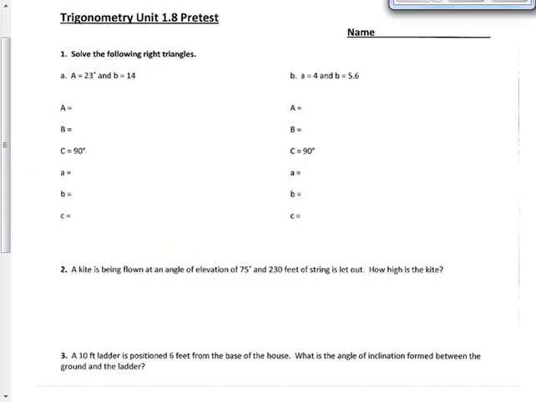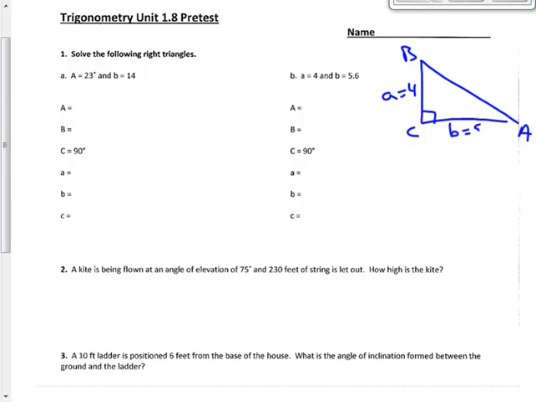Part B, we're doing the same thing. The idea is that I want to draw a triangle in here. I've got angle A, angle B, and angle C. Angle C is 90 degrees. They gave that to me. Opposite angle A is side A, which is 4. Opposite angle B is side B, which is 5.6. And opposite angle C is side C.